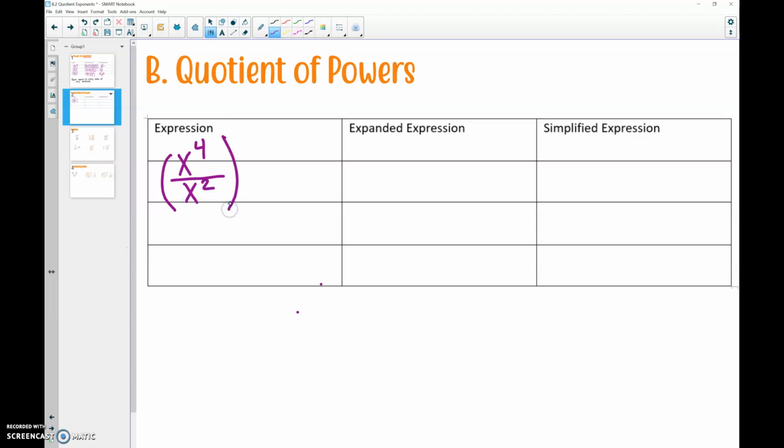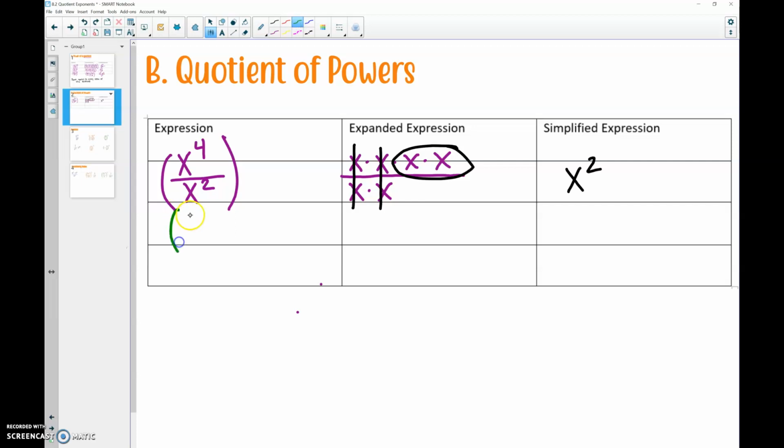Notice that both the exponents are already inside the parentheses. They're right next to and attached to the variable. So in my expanded expression in my numerator, I'm going to have x times x times x times x. And in the denominator underneath, I've got x times x. Now when you see it expanded like this, you'll notice we can cancel out some terms. So that pair of x's cancels, this pair cancels, and it leaves me with just 2 on top. So my simplified expression is just x squared. Okay, let's do another one.